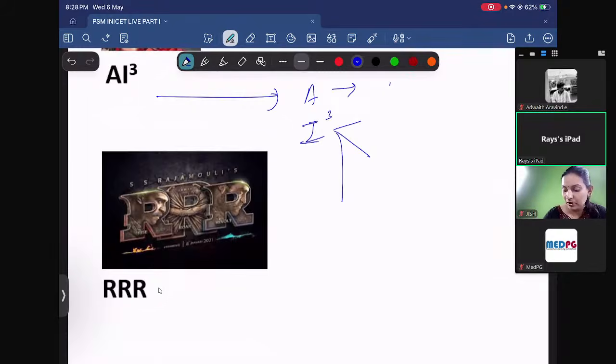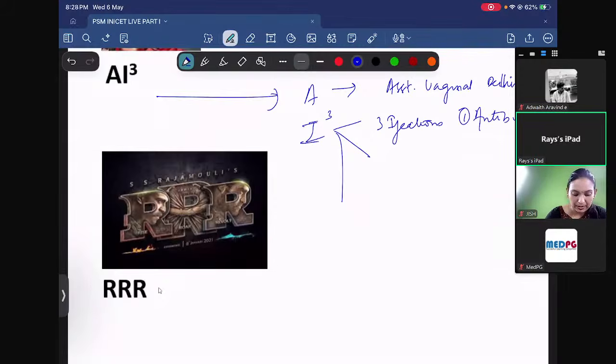So I have 3 points to tell you because there is I3. A stands for assisted vaginal delivery. So in the facility where I'm conducting the delivery of the pregnant woman, there should be provision for assisted vaginal delivery. Okay, what is the I3? I3 means 3 injections basically. These 3 injections should be available. First one is antibiotics, to prevent sepsis. Second one is oxytocin. And third one is MgSO4. So magnesium sulphate, antibiotics and oxytocin are the 3 injections that have to be included to say that there is basic emergency obstetric care. Now come to RRR.